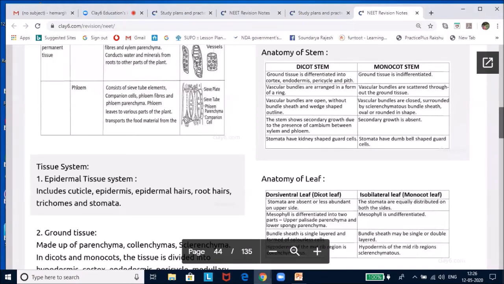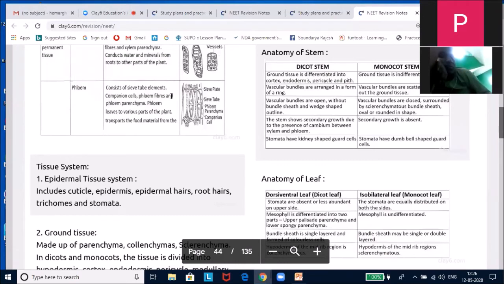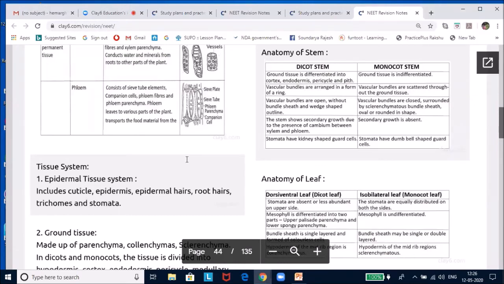If you look above here, these elements, sieve tube elements, companion cells, phloem parenchyma, they are living. Only phloem fiber is the dead tissue. It is made up of sclerenchymatous tissue. Phloem fibers are absent in primary phloem but are present in secondary phloem. Cell wall is thick. They lose protoplasm and become dead at maturity. So I hope you have understood about xylem and phloem.